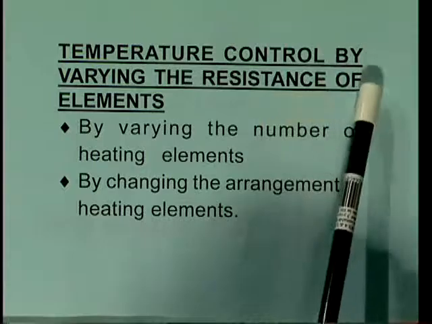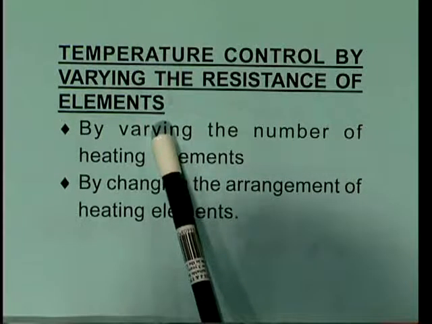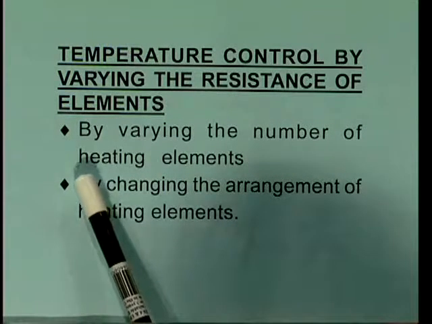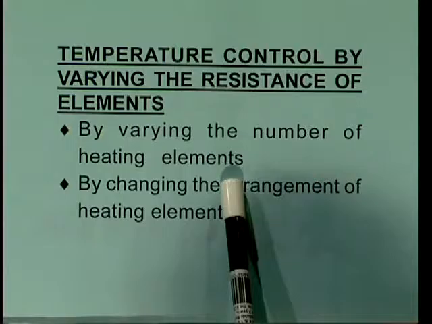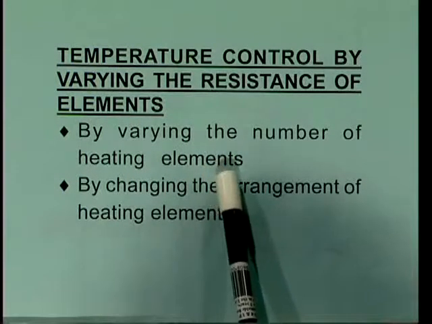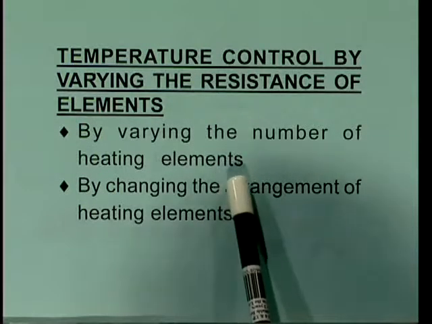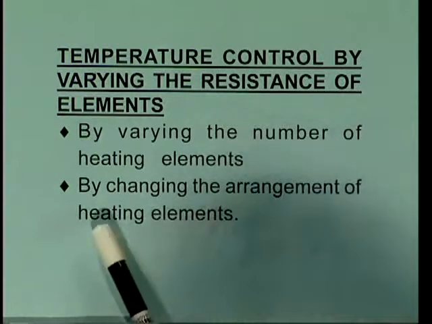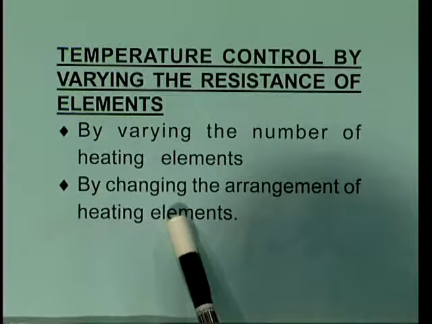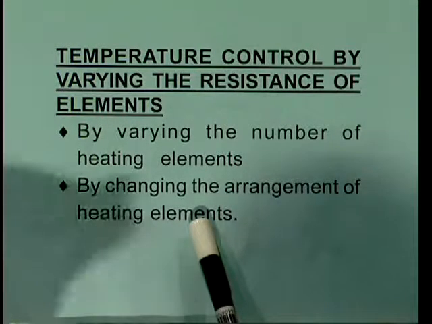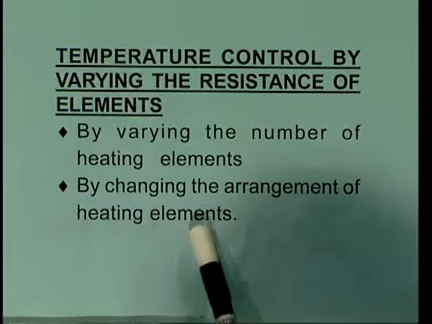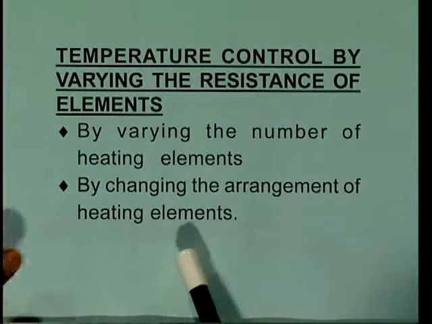Temperature control by varying the resistance of elements. 1. By varying the number of heating elements, that means either increasing or decreasing the heating elements, the temperature of the furnace can be controlled. Number 2, by changing the arrangement of heating elements. Arrangement means you can connect them in series or in parallel or in any manner. By interchanging the connections, the temperature of the furnace can also be controlled.